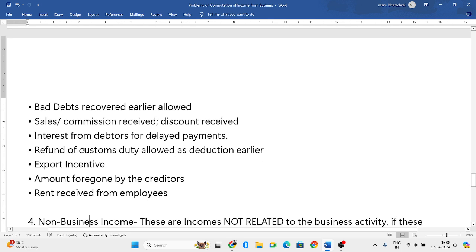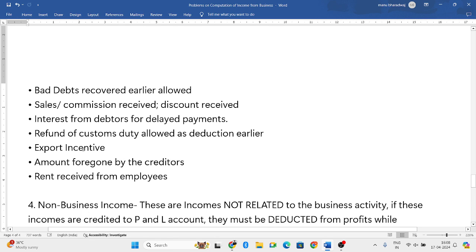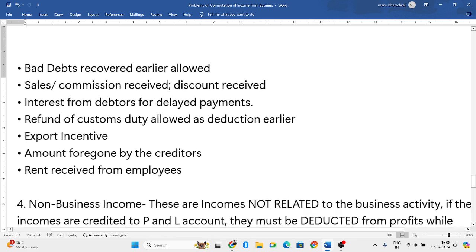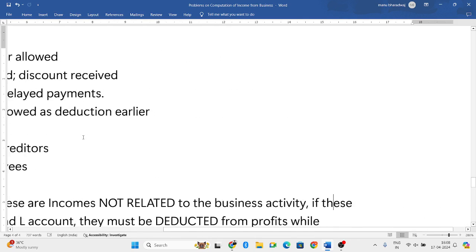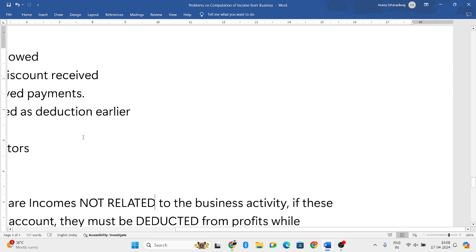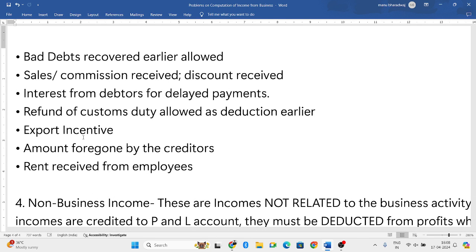Let us see some examples. Bad debts recovered, earlier allowed. What happens? Bad debts you are recovering. Your customer, you thought, would not pay the money, but the customer is so generous that he has paid you the money.